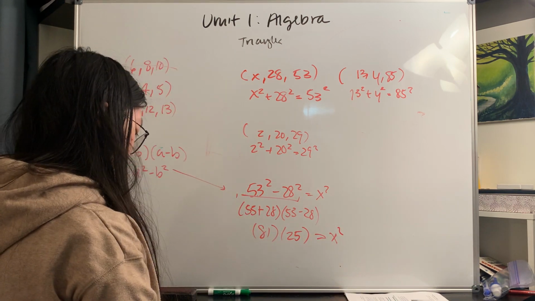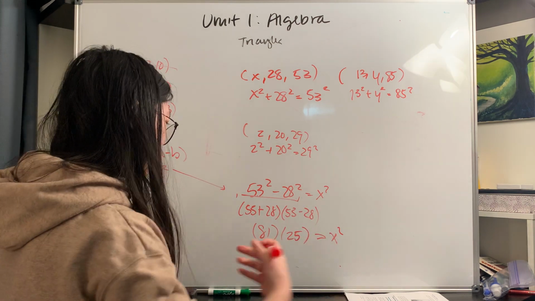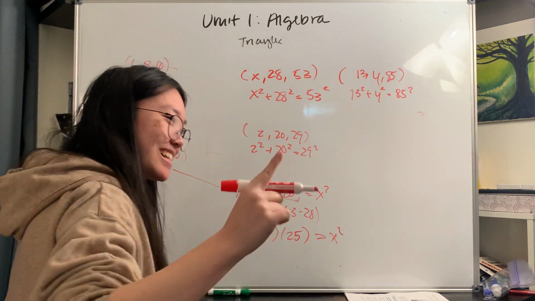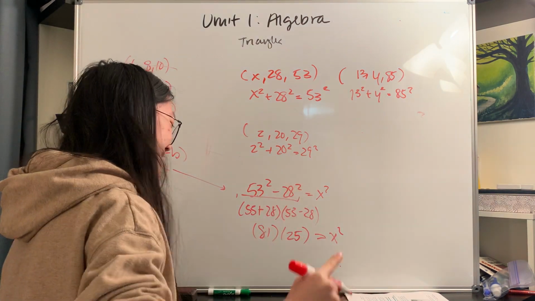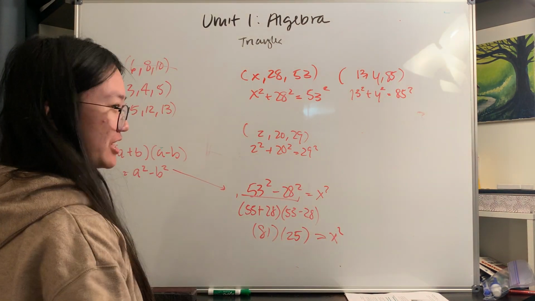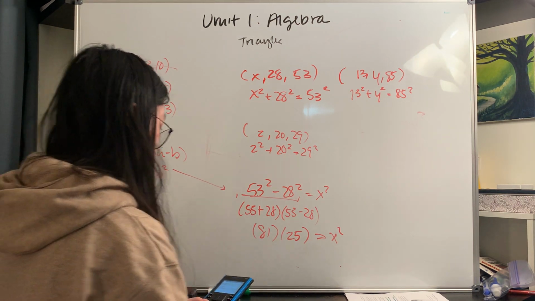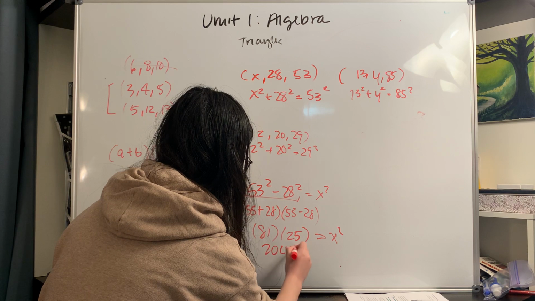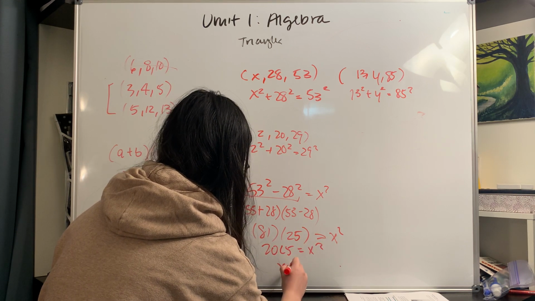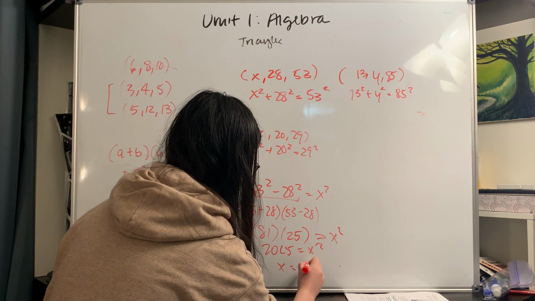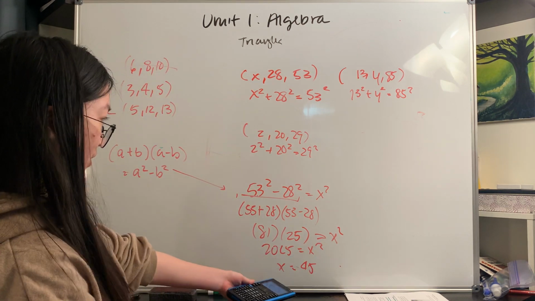And this is where I try to expedite the process for the calculator work. But if you guys are actually doing this problem, you should do it by hand, get better at arithmetic. 81 times 25, 2025 is equal to x squared. X is equal to the square root of that, which is 45. So we know that x is equal to 45 up here.